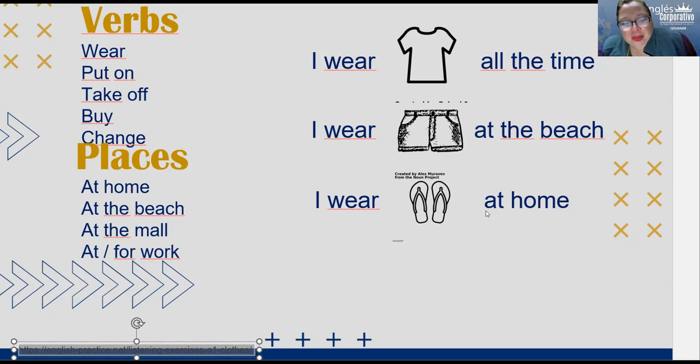So, yeah, these are verbs we use, okay? Wear, wearing. Put on, putting on. Take off, taking off. Take off es quitarse la ropa, okay? Buy, buying. Change, changing, okay? I am changing my dress, for example.